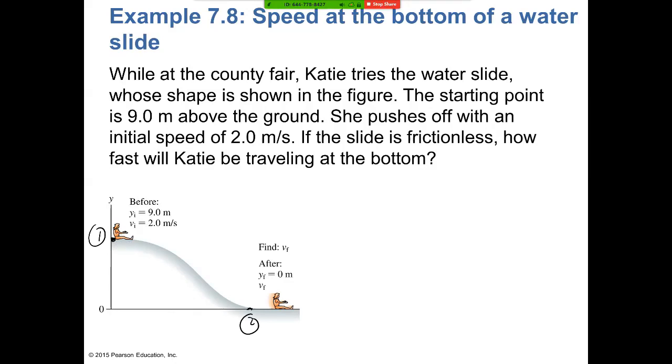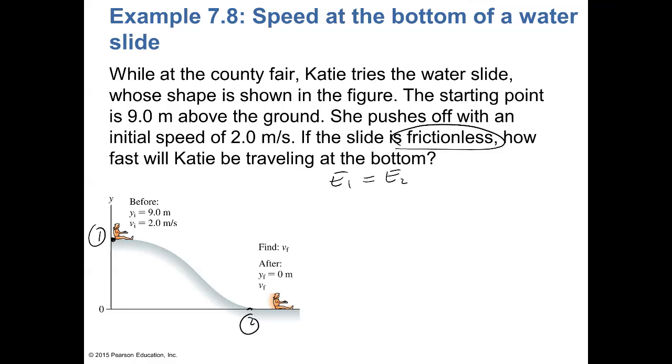The starting point is 9 meters above the ground. She pushes off with an initial speed of 2 meters per second. And it says, if the slide is frictionless, how fast will Katie be traveling at the bottom? That's the key, a frictionless surface. So independent of the shape of the incline, I can say for sure that energy at point 1 is the same as energy at point 2. The only force acting on her is gravity, because the normal force is always perpendicular to the path.